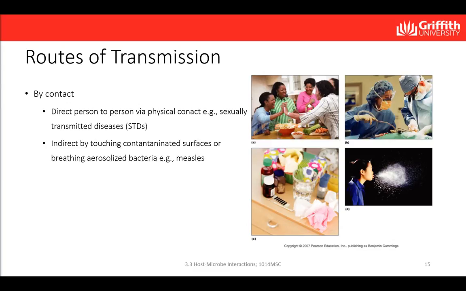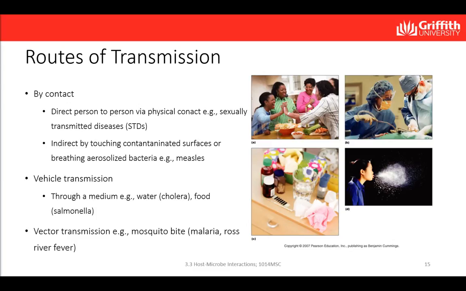Pathogens can also spread through vehicles, which include ingestion of contaminated water and food that can lead to conditions such as cholera and salmonella poisoning. Finally, vectors like mosquitoes can also transmit disease-causing pathogens, such as the ones involved in malaria and Ross River fever.